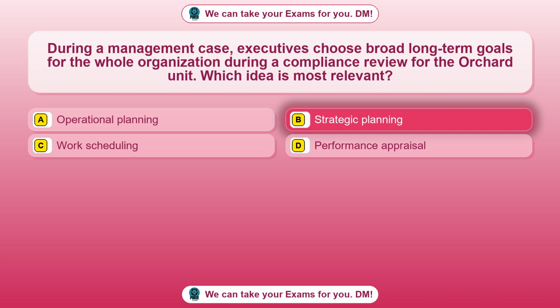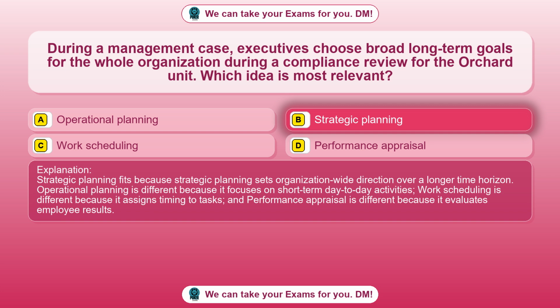Strategic planning. Strategic planning fits because strategic planning sets organization-wide direction over a longer time horizon. Operational planning is different because it focuses on short-term day-to-day activities, work scheduling is different because it assigns timing to tasks, and performance appraisal is different because it evaluates employee results.